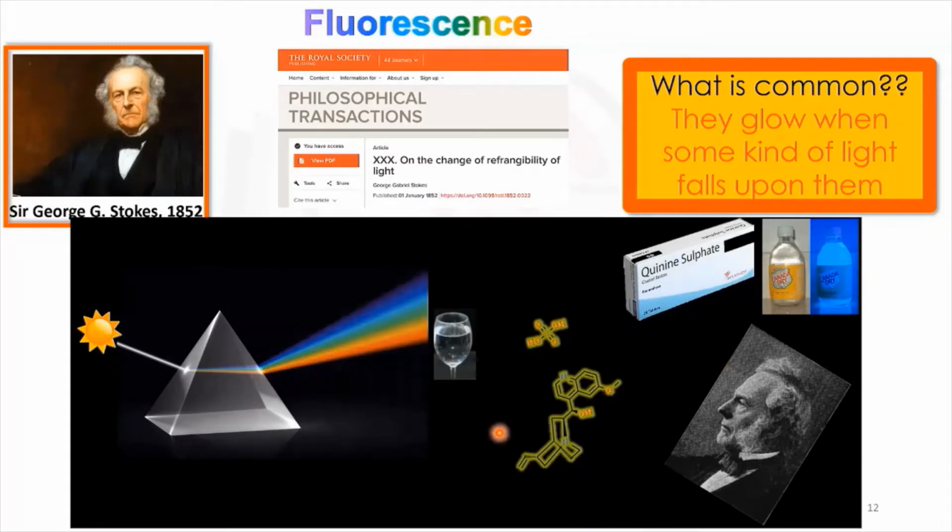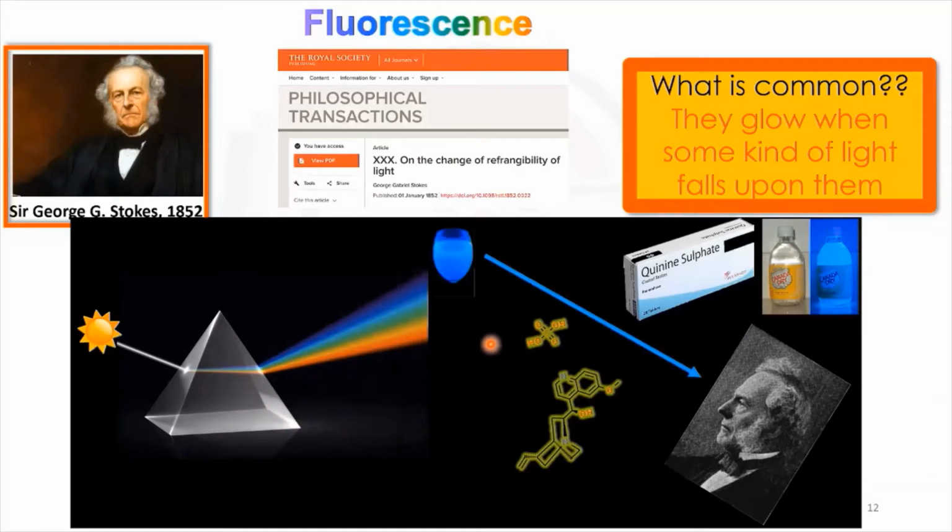And what he did, he took the sunlight and he dispersed it with the help of a prism. Then, when he put this quinine sulfate solution and slowly moved this solution from the red to the blue part of the spectrum, what he observed, when the solution is put in the blue part of the spectrum, it suddenly turns a cyan glow.